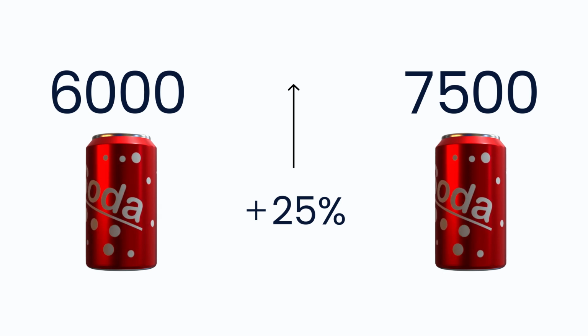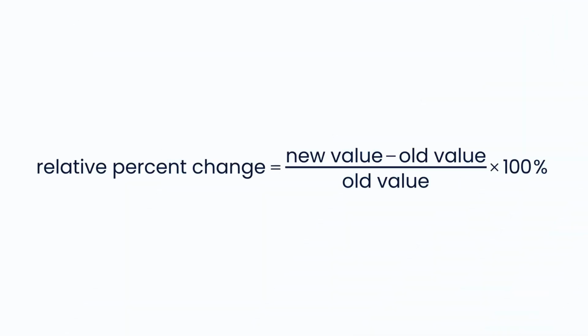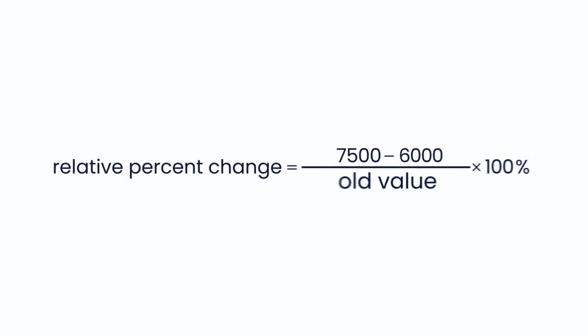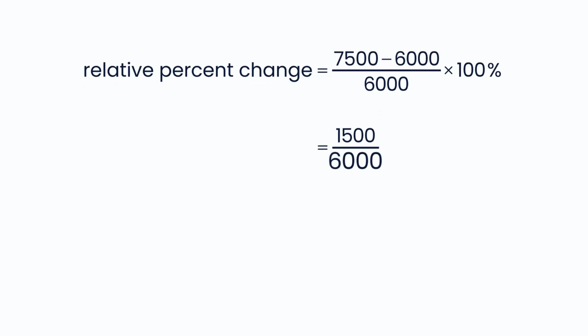Notice that r is the same as the relative percent change. Recall the formula, relative percent change equals the new value minus the old value divided by the old value. This calculation is as follows. In the numerator, you get 7,500 minus 6,000, which is 1,500. The denominator is just 6,000.